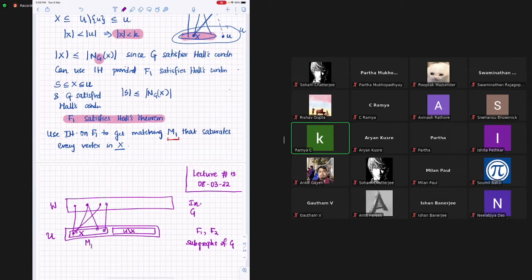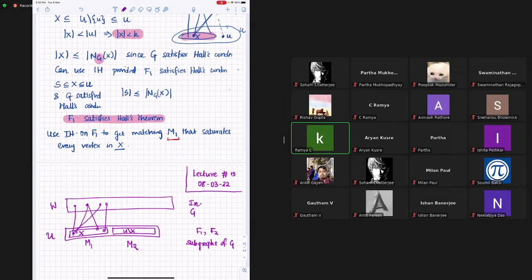So I will find a matching M1 that saturates this portion. That is, it saturates all of X, so every vertex in X will be matched. And I will find another matching here, which is M2, that saturates every vertex in U minus X. So if I put together M1 and M2, I will get a matching in G.